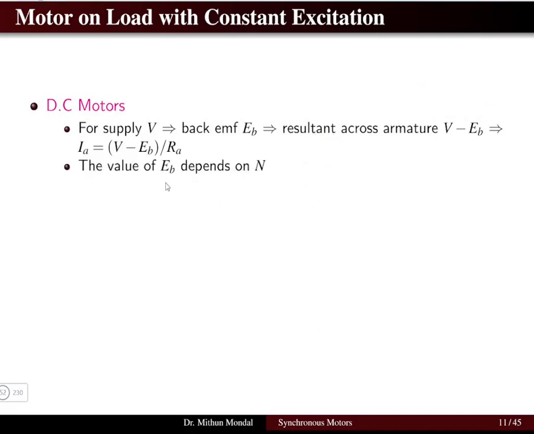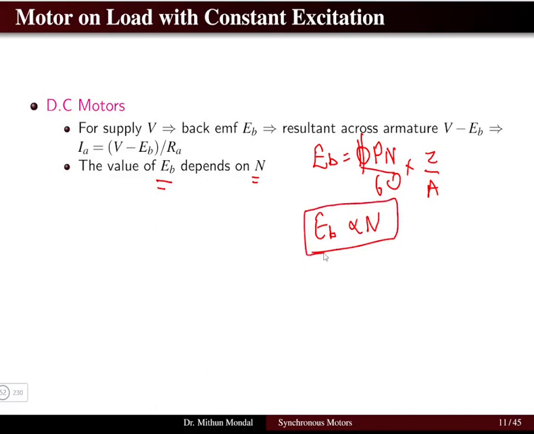We also know that the value of the back EMF basically depends upon the speed. We know the formula for EB is equal to PΦN by 60 into Z by A. So from this equation we can see that the back EMF is proportional to the speed. It means that by changing the speed of the machine, we can change the back EMF.